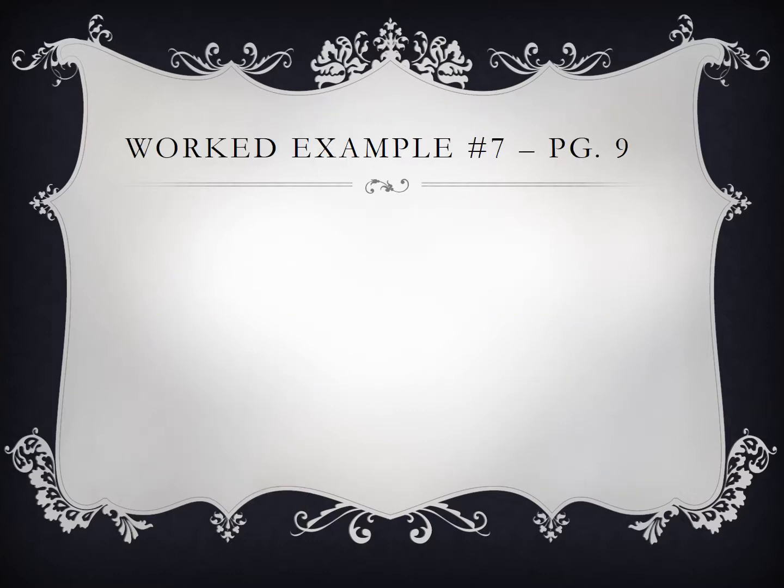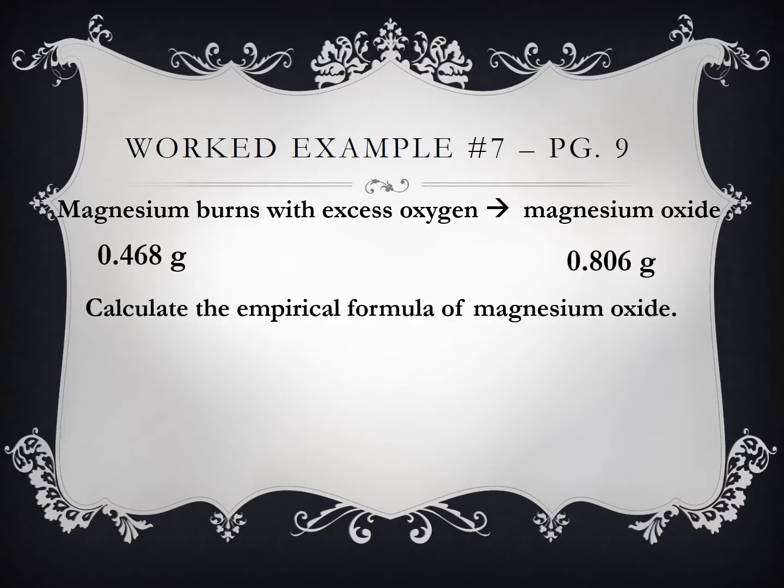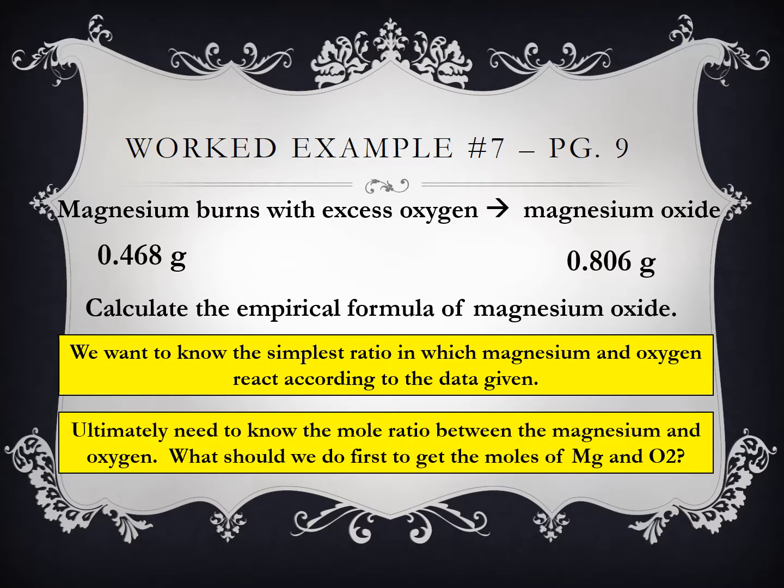Here's worked out example number 7 on page 9. So burning magnesium makes a bright white light, and you make magnesium oxide. So we have 0.46 grams of magnesium and 0.806 grams of magnesium oxide. Calculate the empirical formula for magnesium oxide. So we want the simplest ratio of magnesium and oxygen that react according to the given data. So ultimately, we need the ratio between Mg and O.